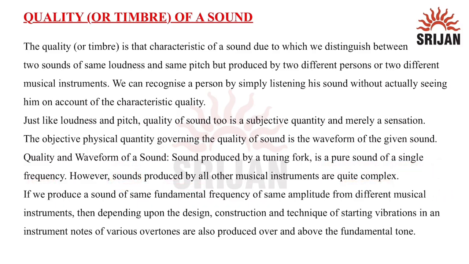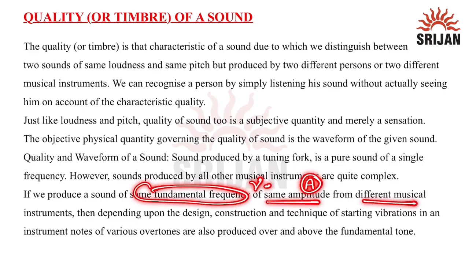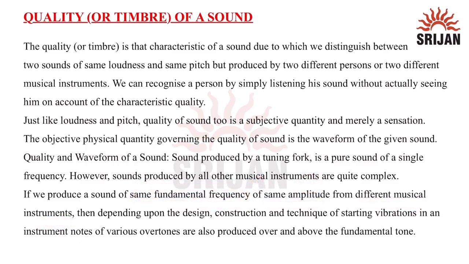Now, if we produce a sound of same fundamental frequency, that is nu naught, of same amplitude, let's say A, from two different musical instruments, then depending upon the design, construction, and technique of the starting vibrations in an instrument, notes of various overtones are produced over and above the fundamental tone. Now, you will learn more about these words, that is overtone and the fundamental tone, in the upcoming chapters.